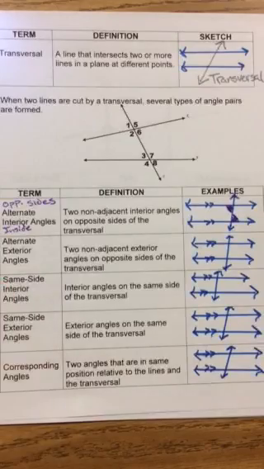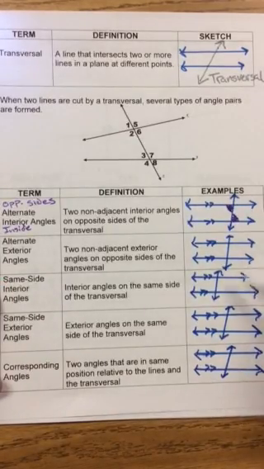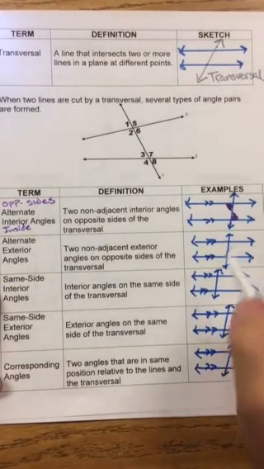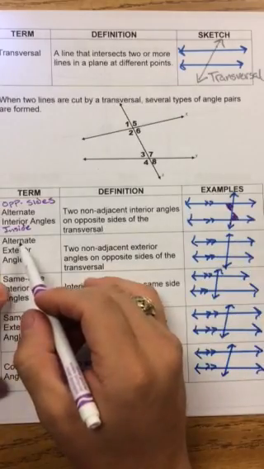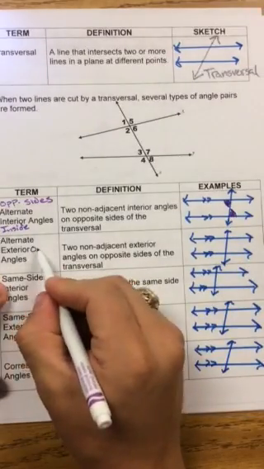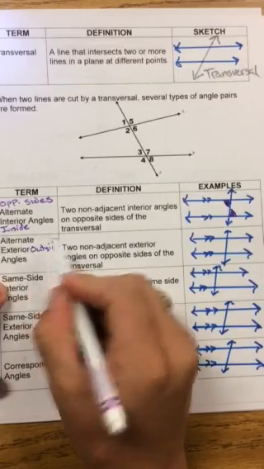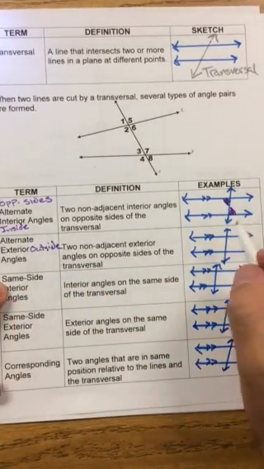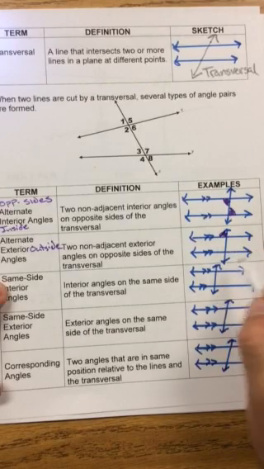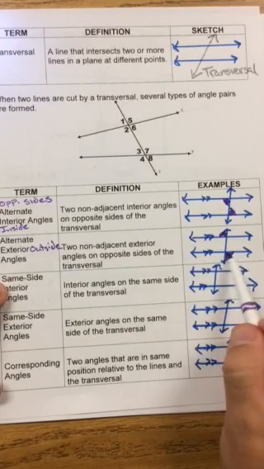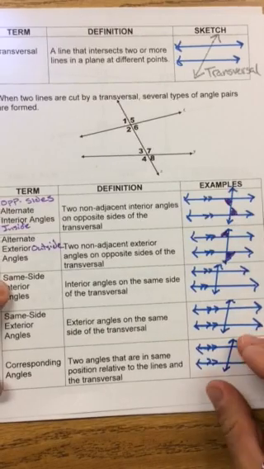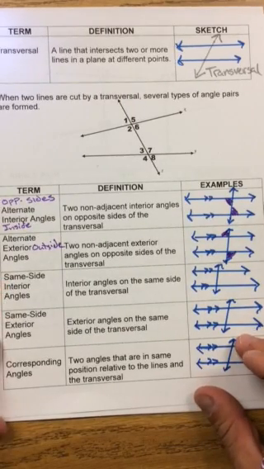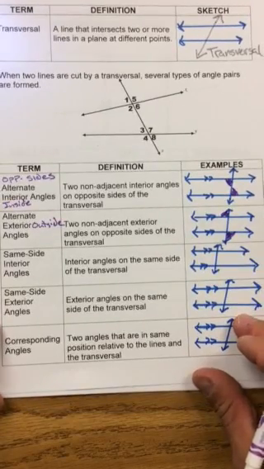Alternate exterior angles must be on the outside of parallel lines. So since it's on the outside of parallel lines, and it's alternate, again, on opposite sides of my transversal, I could mark these two angles right here on opposite sides of the transversal and outside my parallel lines. We would call those alternate exterior angles.